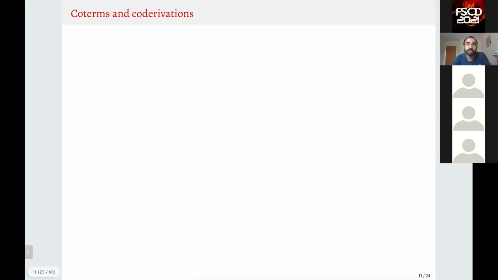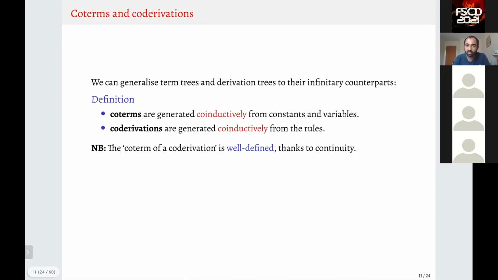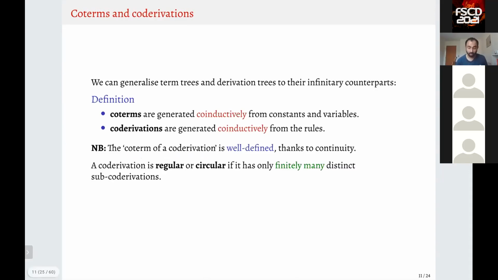And now we're ready to set up the non-well-founded system that we're going to consider. So the first thing is, since we have a system of rules, we can talk about coterms and co-derivations that are generated co-inductively from those. So a simple way of saying that is we're now considering infinite binary trees generated from the rules, not just finite ones. And let's just make the point, because of this continuity of taking the combinatory approach, we can talk about the coterm of a co-derivation. This is a well-defined concept. And just like we saw in Koji's talk, we take the same definition of regularity or circularity. A co-derivation is regular if it has only finitely many distinct sub-co-derivations. And that means in particular, we can write it as a finite directed graph, possibly with cycles.